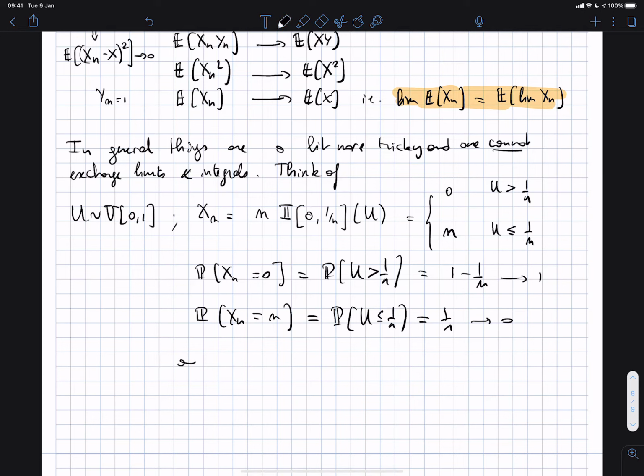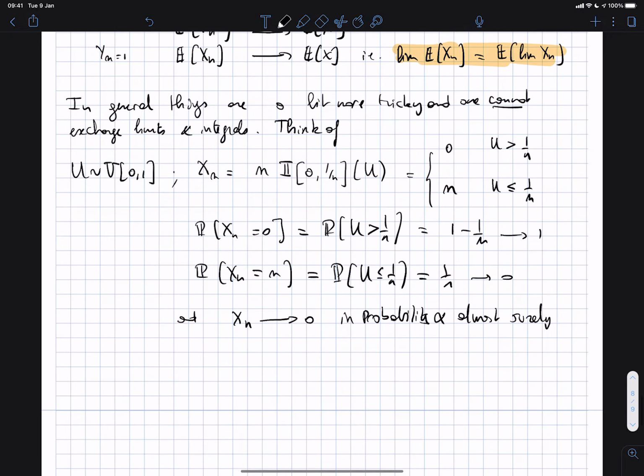clearly Xn will go to 0. I won't go into the details, but it goes to 0 in one of the most natural possible ways. It means that it goes to 0 in probability, and it also goes to 0 almost surely. So this sequence really converges to 0, but there's one problem.